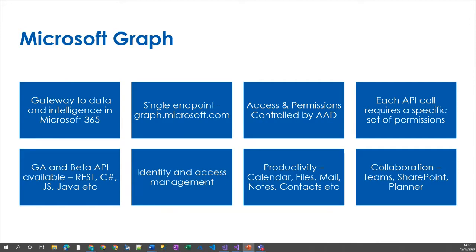And it's got three main areas at the moment. It's growing every time I go and look at it. There seems to be more stuff in there. So it has identity and access management, which is good because that's what I want to show you. Productivity, so that's your Outlook stuff, calendars, files, mail, contacts, and then collaboration, so Teams, SharePoint, and Planner. So you've got access to these, and depending on what you're trying to do, you'll either log in as a delegated user or as an application user.